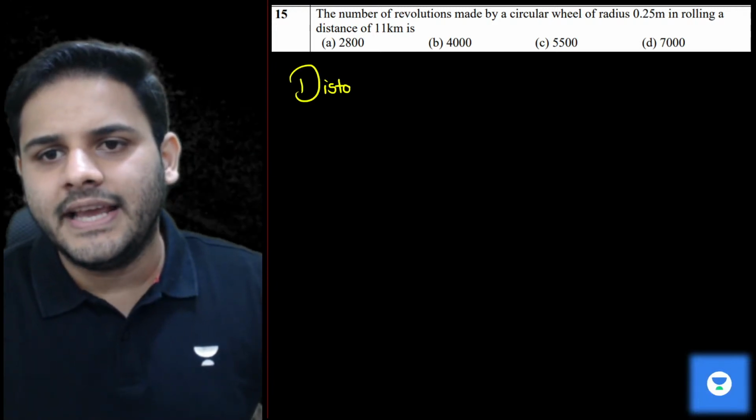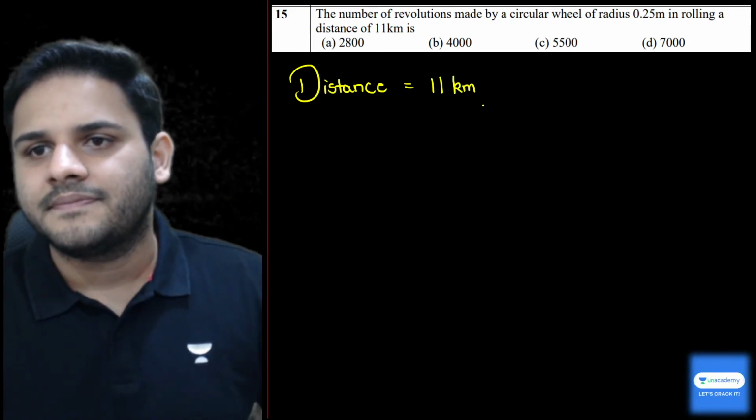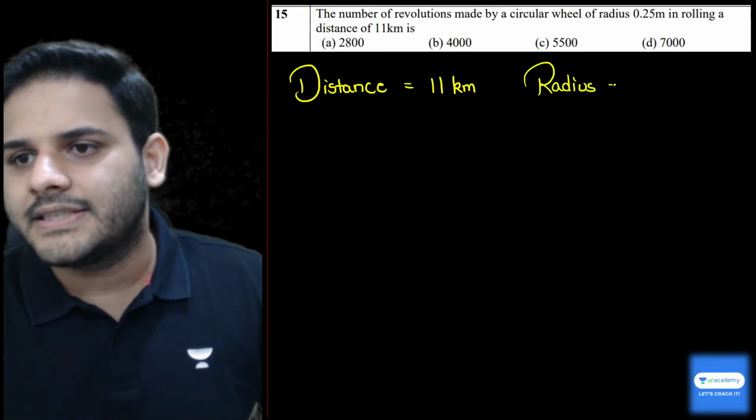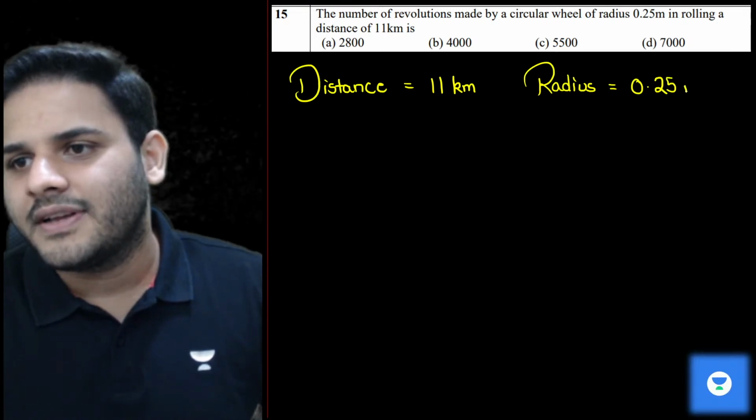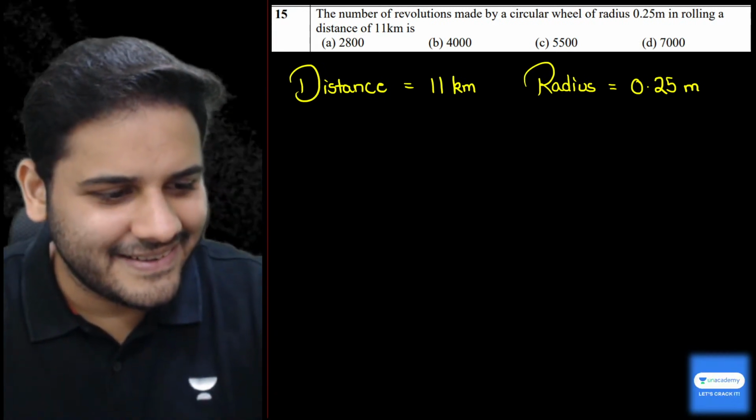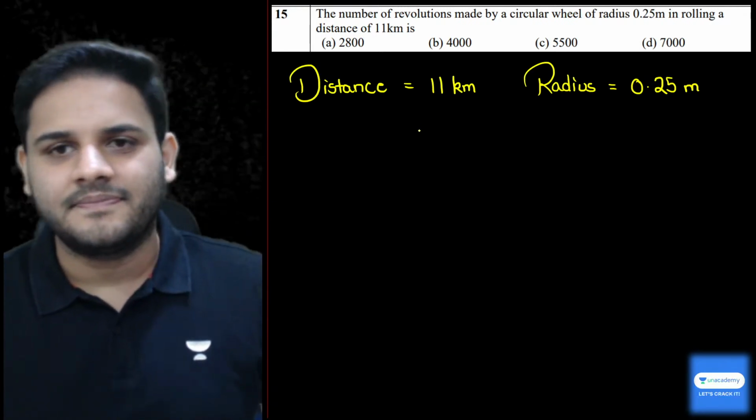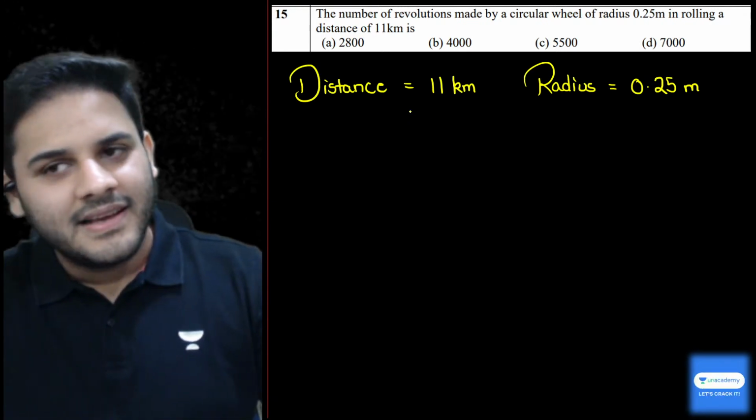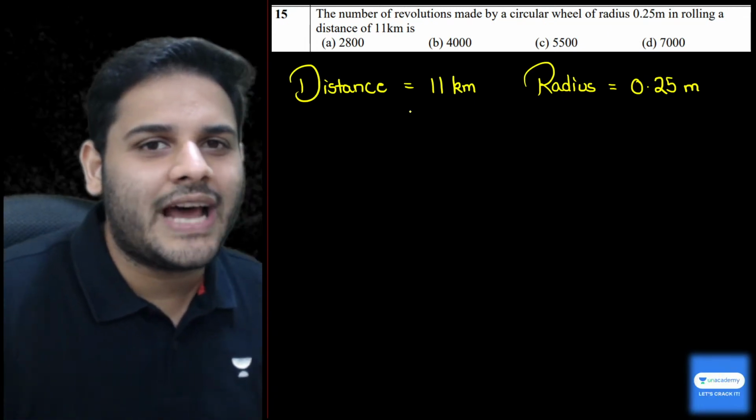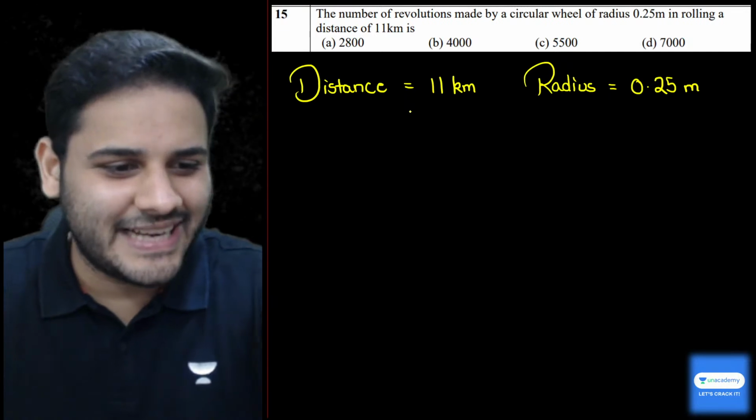The distance is given to you as 11 kilometers. The radius is given to you as 0.25 meters. So now what will you end up getting here? A rolling distance of 11 kilometers. A similar question, we did it in our yesterday's special class, which we did on Unacademy, areas related to circles. So I want each and everyone to give the correct answer.